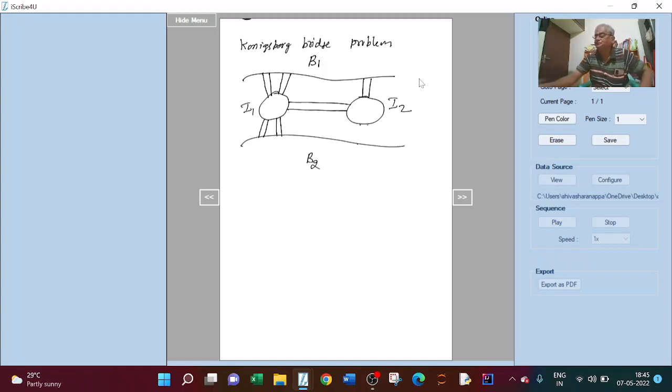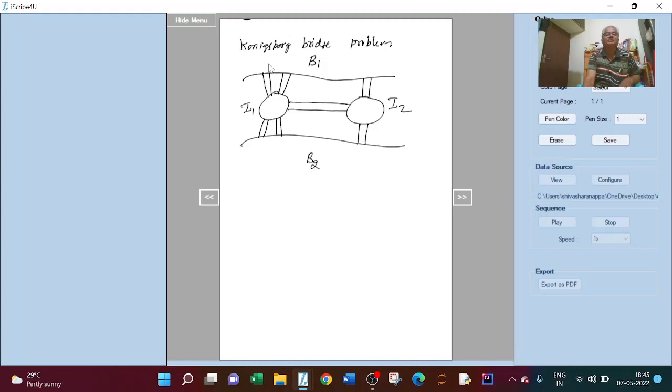So here we have four land areas: the bank of the river 1, B1, the bank of the river 2, B2, and two islands, I1 and I2. These four land areas are connected by bridges, totally 7 bridges. My problem is, I am somewhere here, maybe on B1 or I1 or B2 or I2. I want to cross all the bridges once and only once.